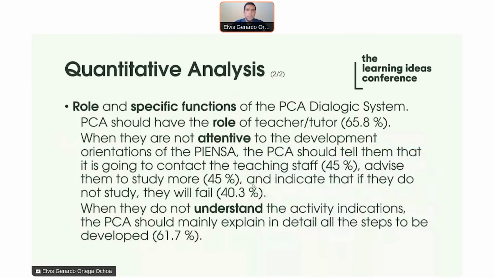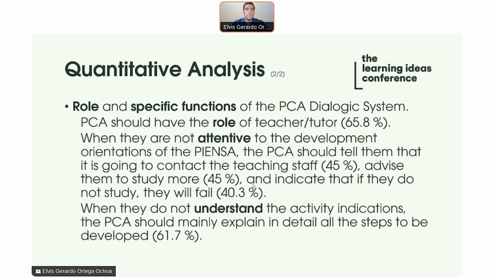Results also allow me to obtain generalization about the role and specific function of the PCA. Students indicate that the PCA should have the role of teacher-tutor, given that the other options were below: classmates, students, and other values. In addition, when they are not attentive to the development orientation of the PIENSA, the PCA should attempt to contact the teaching staff, advise them to study more, and indicate that if they don't study, they will fail, instead of doing nothing.